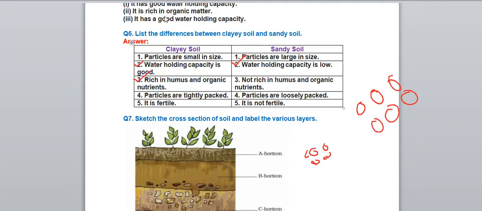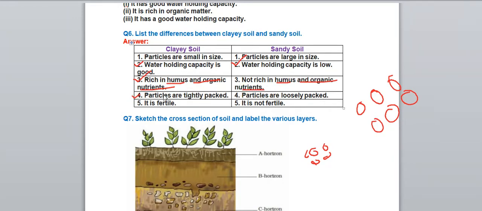Okay, next, clay soil is rich in humus and organic nutrients. We have read that's why it is good for growing the crops. So we know that clay soil is rich in humus and organic matter. Humus and organic nutrients are present in it. And sandy soil is not rich in humus and organic nutrients. Humus and organic nutrients are not present in sandy soil.